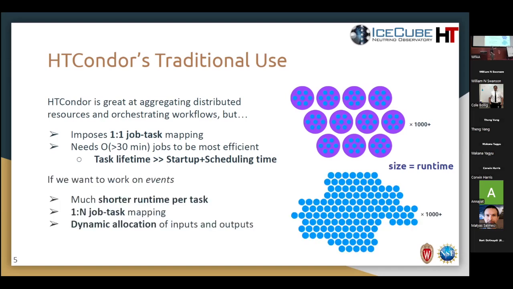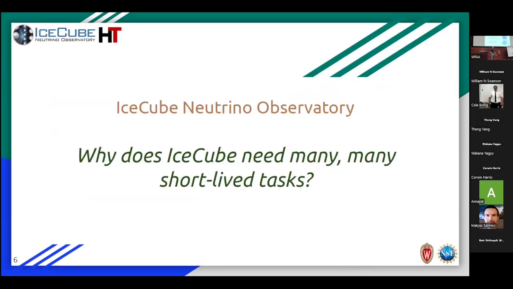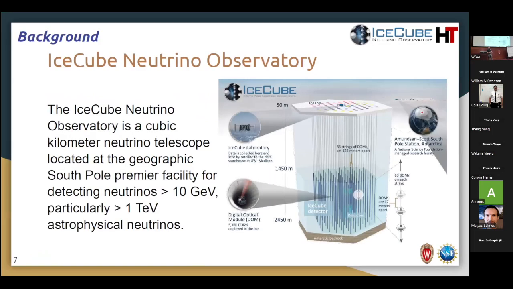Events, if you see the image here, take a much smaller amount of time, though they are computationally expensive. So we're going to have a different solution for that. And at IceCube, we have a very specific use case for this, why we need these millions or billions of tasks. And that's when we detect a neutrino.